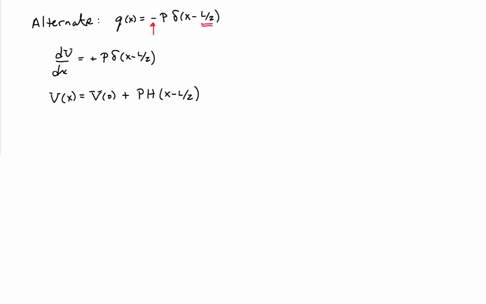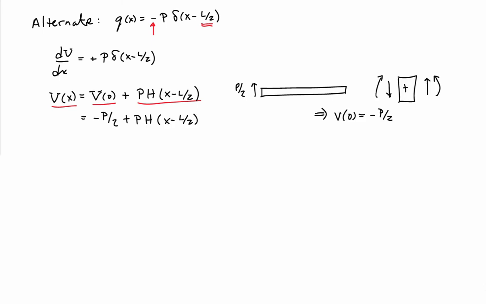I'll integrate from 0 to x, and so I get V of x, the shear force at any location, is equal to the shear force at x equals 0 plus P times the Heaviside step function located at L over 2. And the shear force V of 0 I can get from the free body diagram of the end of the beam, which shows me that there's a vertical shear force P over 2 on a face pointing in the minus x direction. So that tells me that V at 0 is equal to minus P over 2.